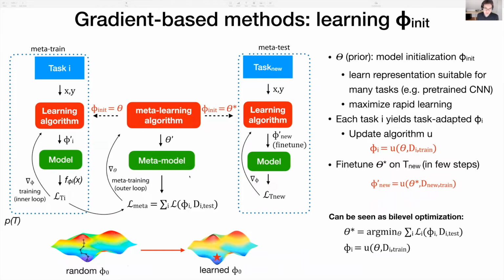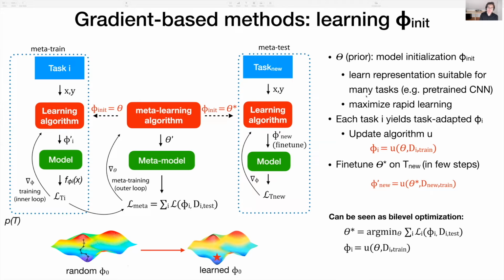First, the gradient-based methods. These are exactly as we discussed before. So typically here we want to learn a model initialization phi init. So you can see this as learning a representation that's suitable for many tasks. It's like learning a pre-trained CNN instead, where we want to learn all the parameters of the network.